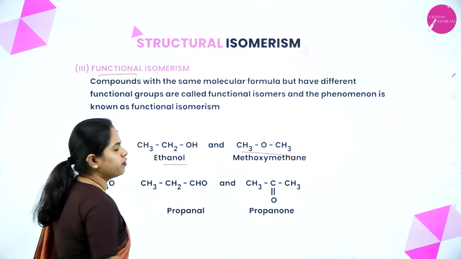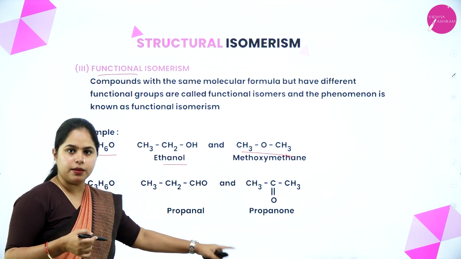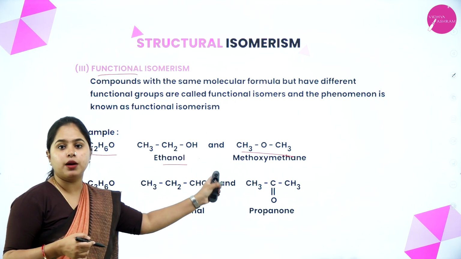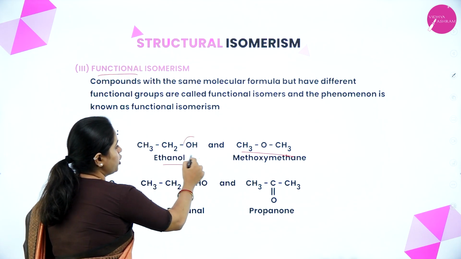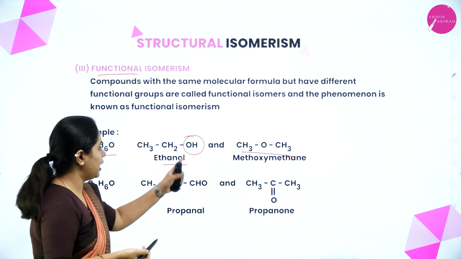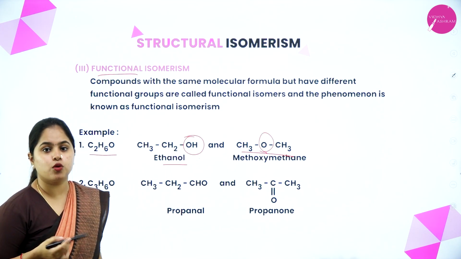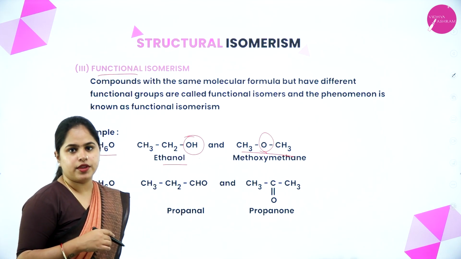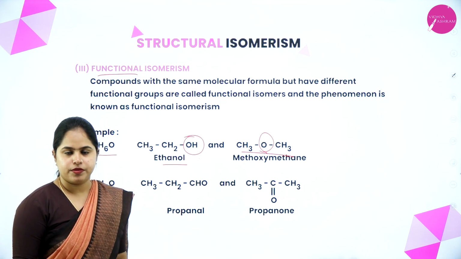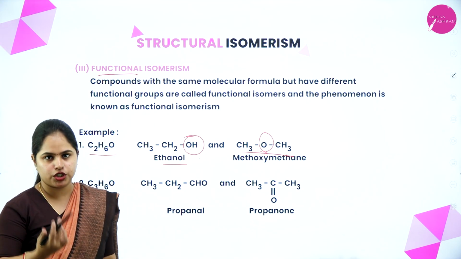If you count the number of carbon and hydrogen and oxygen atoms, it will be same. Molecular formula is same, but the structure, that is the carbon skeleton, is different. That means here the functional group, what you will get, it is alcohol, so it is an ethanol, right? And in this case it is O, that is which functional group? It is ether. So how do you name it? Methoxymethane. It is methoxymethane, right? So this is the functional group isomerism, that is functional isomerism.